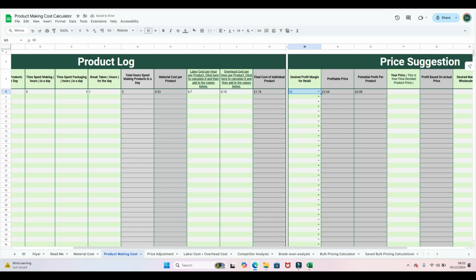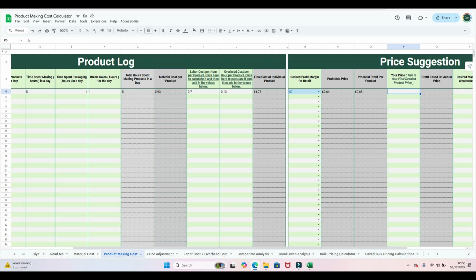And then you have a potential profit per product of 88 cents. Now, this does not have to be your final price, okay? For you to know your final price, you need to do market research. So you need to do market research and see what your competitors are pricing their products. And only then will you decide on a final price. The price here is showing you at what price you start making a profit, all right?